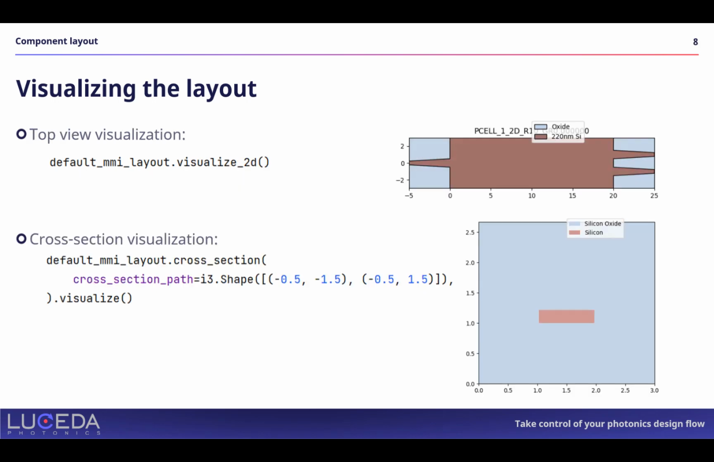You can create a top view of the component with information on the material stacks using visualize 2D, and you can take a look at its cross-section by using the cross-section method and then visualizing it. In both cases, the 3D geometry of the component is assembled first in what is known as a virtual fabrication process defined in the PDK. You can provide the virtual fabrication process you want to use to the parameter process flow.